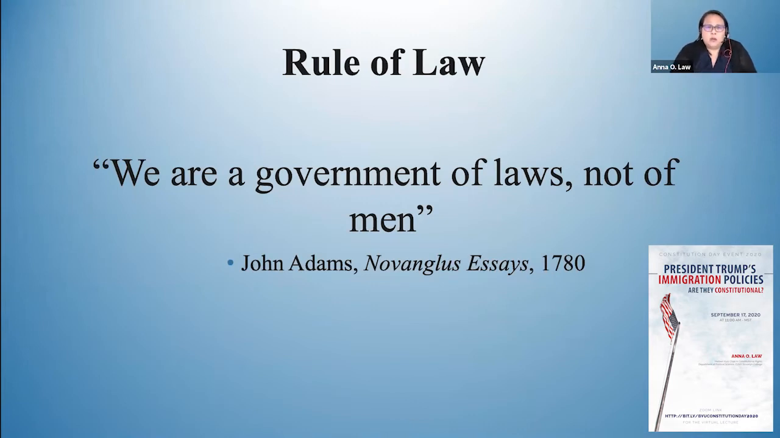So the rule of law, which is supposed to be anchored by the US Constitution. This is a famous quote, probably familiar to many of you, by John Adams: "We are a government of laws, not of men." It sounds so simple, and it sounds like it's a great thing, but what does it actually mean, the rule of law?